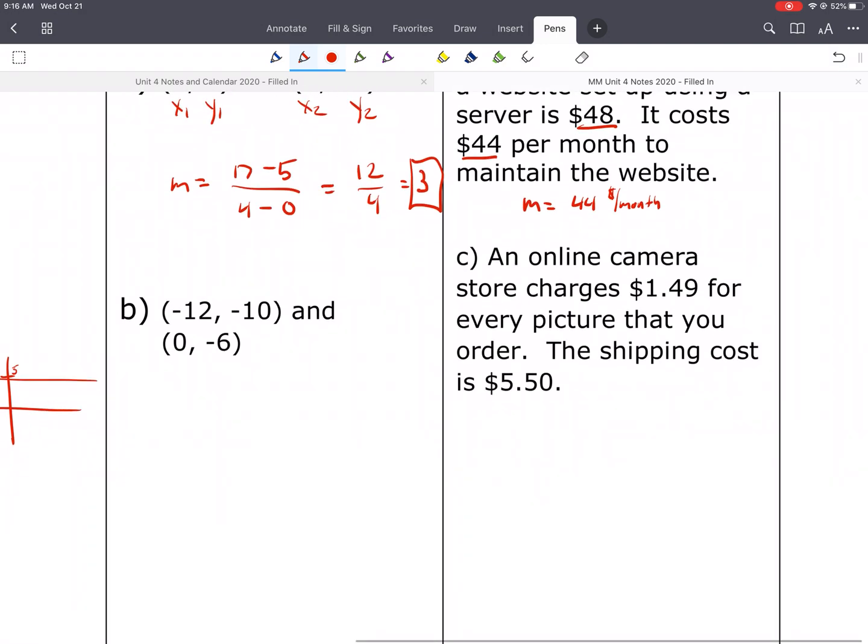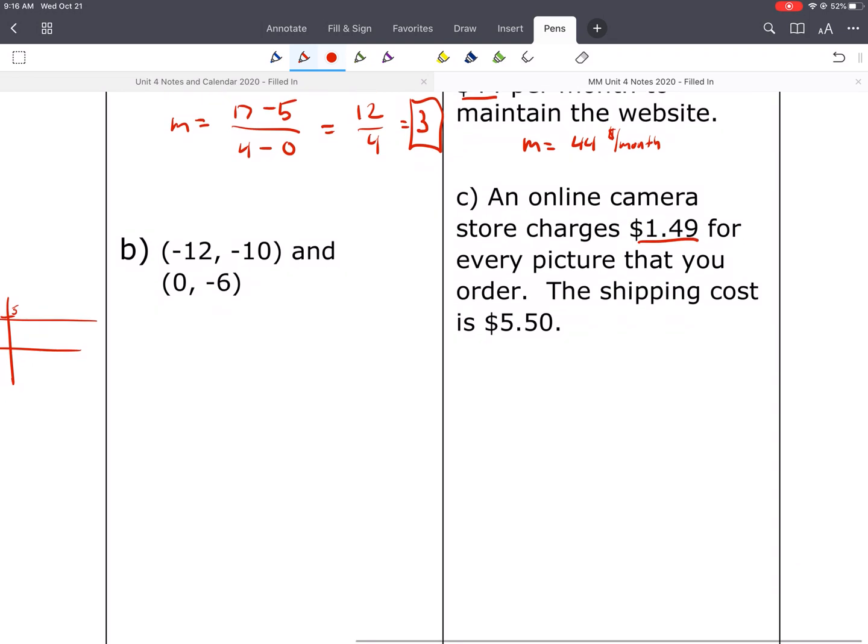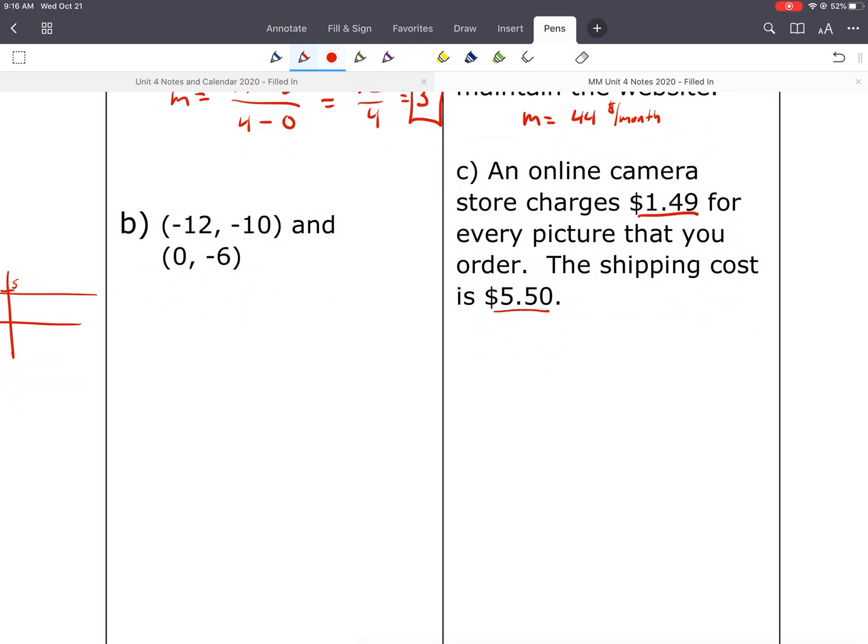All right, and then an online camera store charges $1.49 for every picture that you order. The shipping cost is $5.50. All right, so this would be its initial value, and this would be for every, again, that's kind of the key word here, the slope here would be $1.49 per picture.